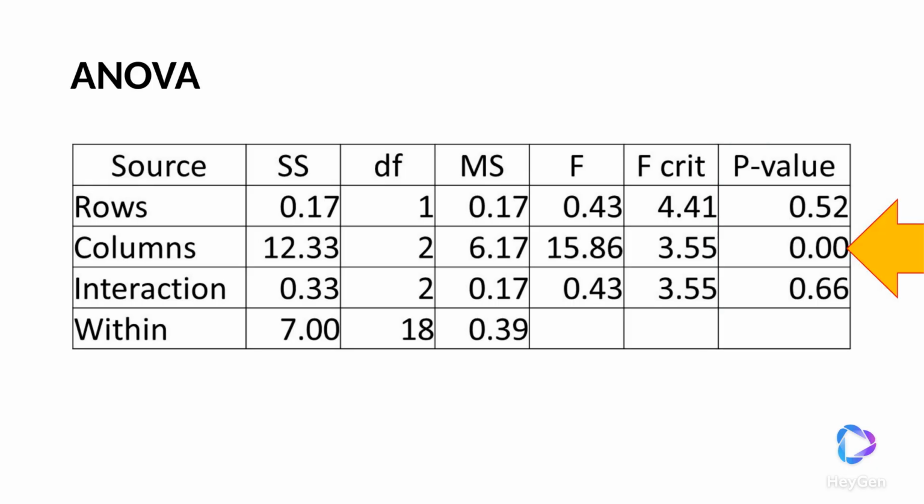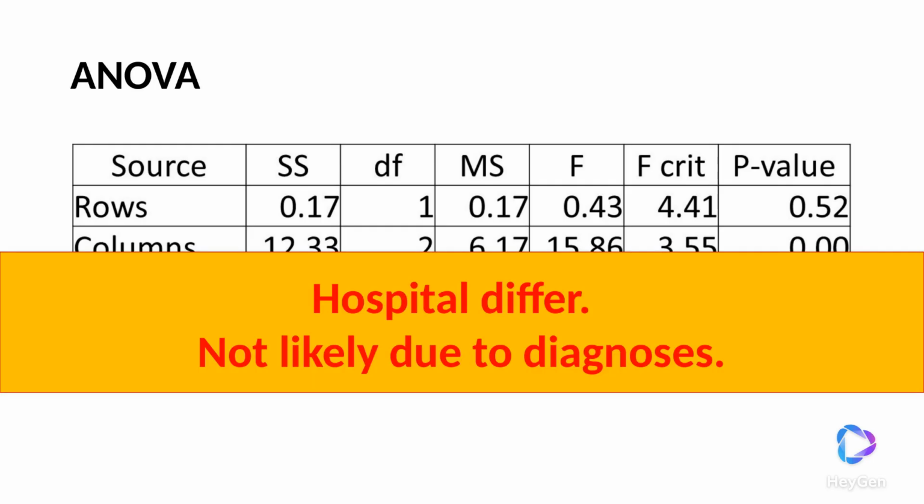The very high F value allows us to reject that there are no differences among the hospitals. The low F value does not allow us to reject that there are no differences among the diagnoses. The null hypothesis of no interaction effects cannot be rejected. The 3 hospitals differ in efficiency. It is unlikely that these differences are due to the 2 diagnoses.